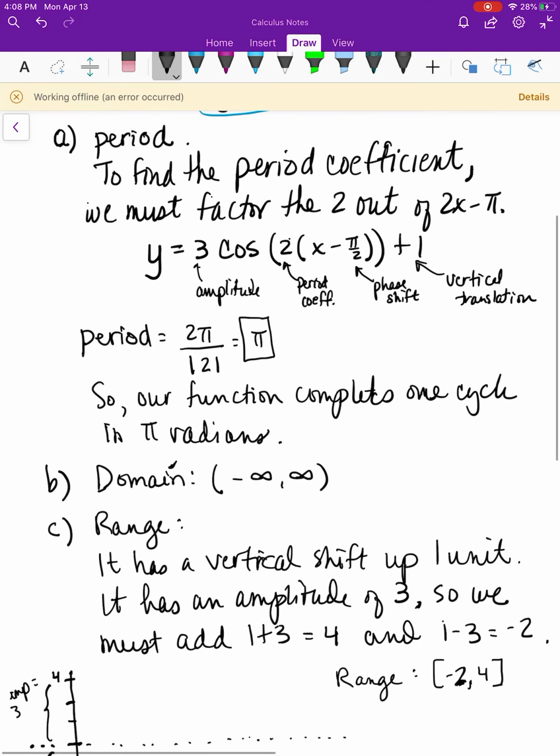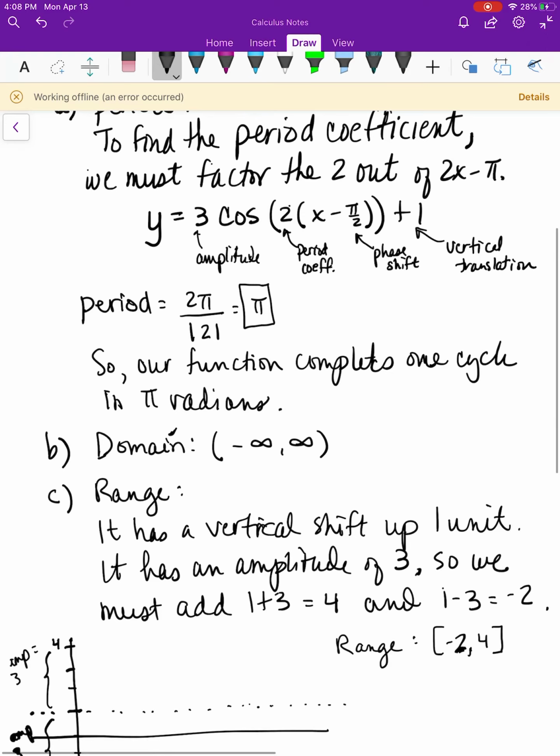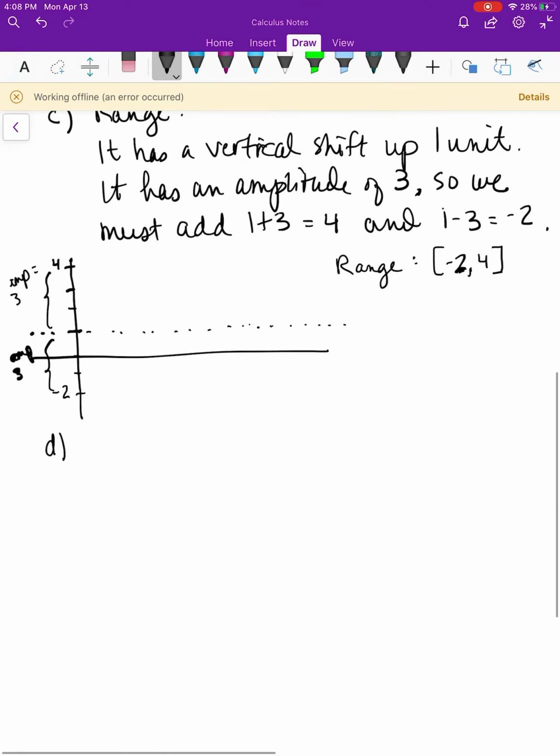Okay, part D. Now we get to graph it. Okay, so I've already got it kind of set up here. We do have a phase shift. Our phase shift is pi over 2. And so I'm going to put phase shift pi over 2, and that's pi over 2 to the right.